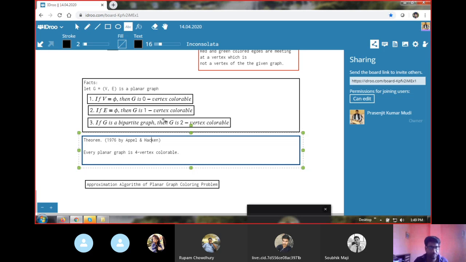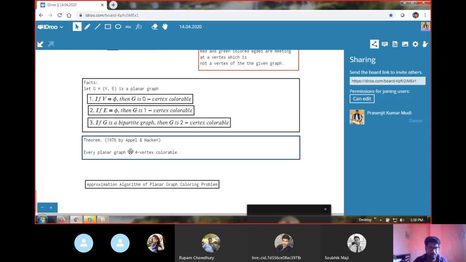A very popular theorem about planar graph coloring. So every planar graph is 4 vertex colorable. Earlier, the theorems which had been proposed were 6 vertex colorable and 5 vertex colorable, and this is the latest version of the planar graph coloring theorem. So now we are in a position to write the approximation algorithm for the planar graph coloring problem.